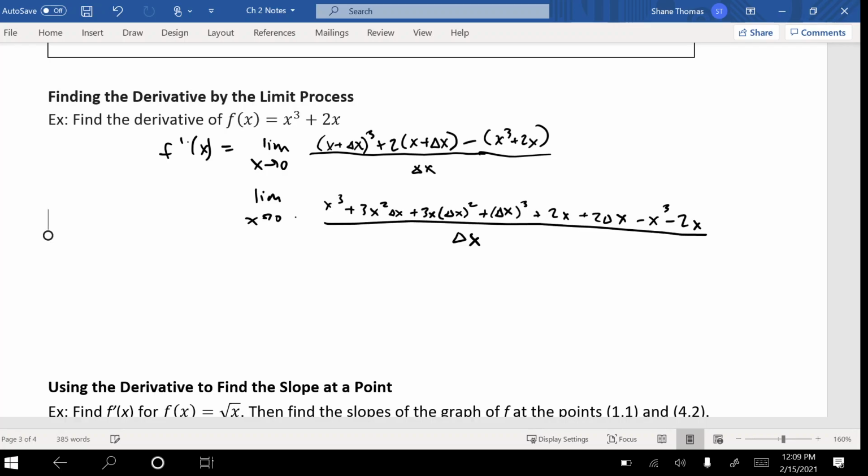Now you can expand that however you want. You can expand it by rule, or you could expand it by just FOILing twice, however you wish, but that's what you get whenever it comes out.